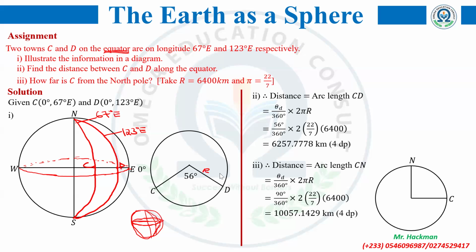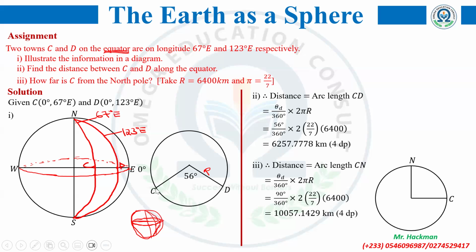Do you agree now? Yes, please. Because the distance is along the equator, you've been told once it's along the equator, it is a great circle. Now we have indicated the point C and the point D. What we are left to find is the angle of difference. Then we can find this arc length, because that's the distance between C and D.